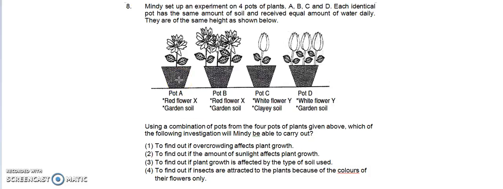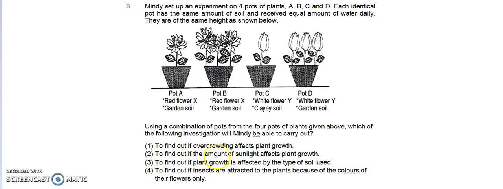So here we can choose pot A and pot B, as the number of flowers is the change variable, but the type of flower and the type of soil is the same. So option 1 is a possible answer.